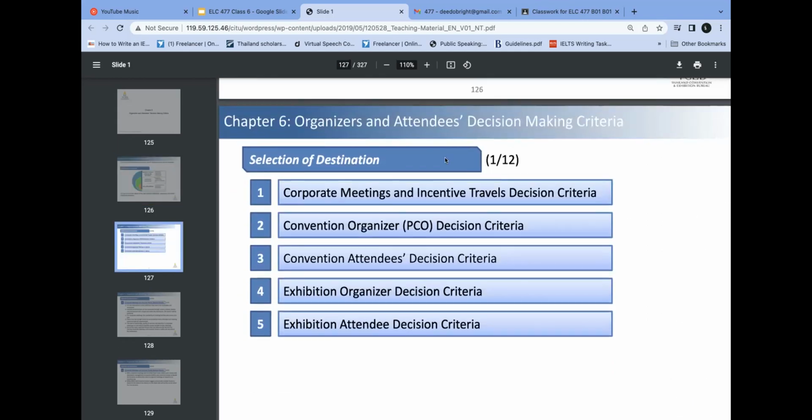So we can see the selection of destination first, just because we have covered 3 aspects here, right? And I'm going to cover maybe 12 slides here, and after that we can discuss each idea that you get from this kind of content.